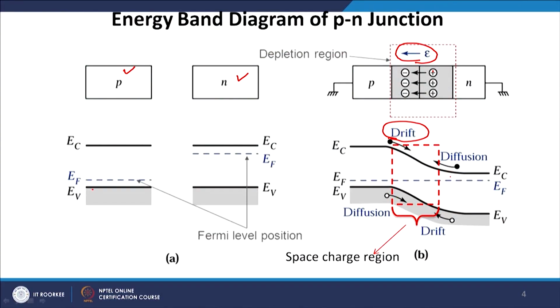So, when we combine the p type and n type semiconductors, we get a band diagram which now bends, and it bends in such a way that the Fermi level positions itself so that it is close to the valence band in the p side and close to the conduction band in the n side. So, that is the resultant band diagram of a PN junction diode.